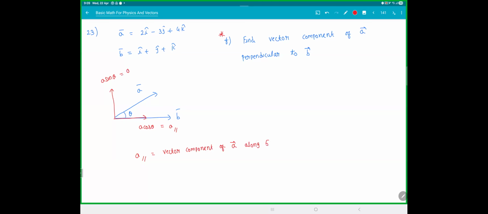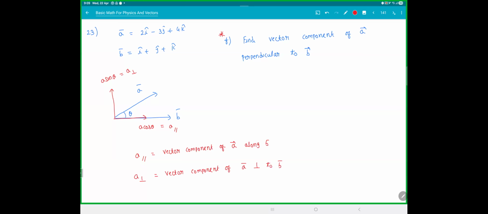Let's call this thing A perpendicular. I'll just use two symbols there. So this is A perpendicular, and this is what I'm asking you to find: the vector component, which is basically the A sin theta thing, A bar perpendicular to B bar. Great.